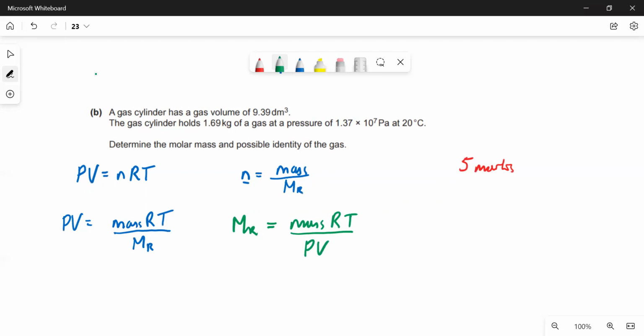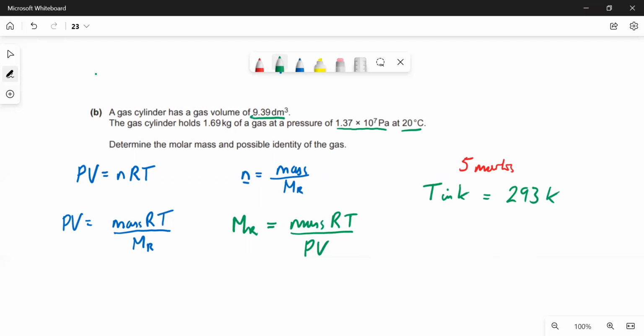Now T is in kelvins, okay? We've got 20 degrees C, so what's that in Kelvin? We add 273, that's equal to 293 Kelvin. And the volume, we've got to be careful of. The pressure has got to be in pascals. That's already in pascals, so we don't need to worry about that. But the volume there, they're giving us in dm cubed. It should be in meters cubed, okay?